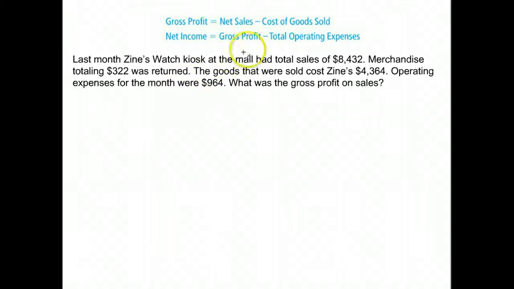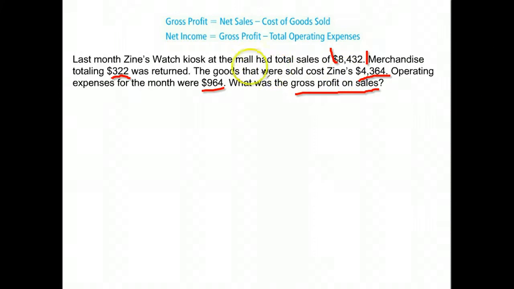Okay, last month, a kiosk at the mall had a total of sales of $8,432. Merchandise of $322 was returned. The goods that were sold cost them $4,364. And operating expenses for the month were $964. What is the gross profit on sales?